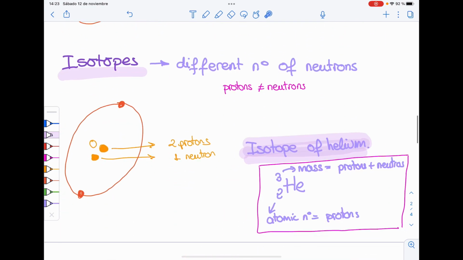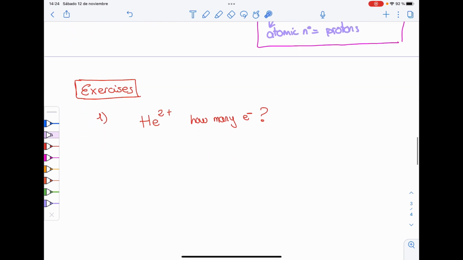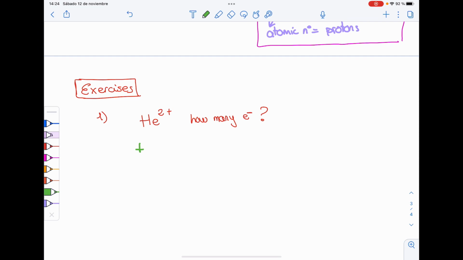So if I look in the periodic table and I see that helium always has 2 protons, it is mandatory for me to know that helium has +2 because it always has 2 protons. But in here they are giving me this number. This number that they are giving me here is the total charge of this atom.